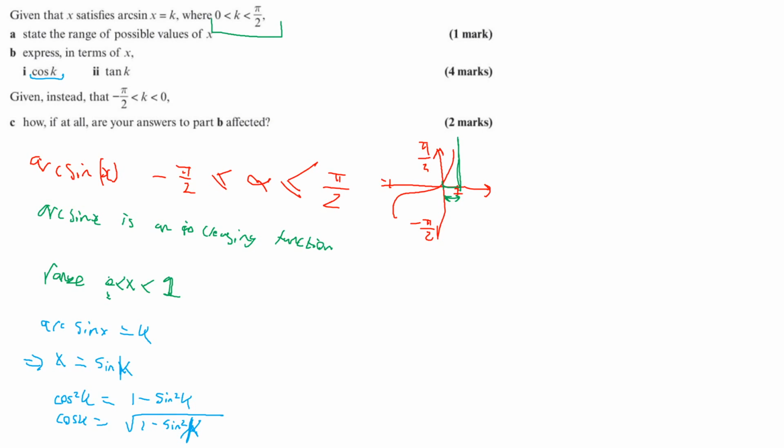And what did we just say about sine k? It's equal to x, which means that cos k is equal to the square root of 1 minus x squared. Alright?